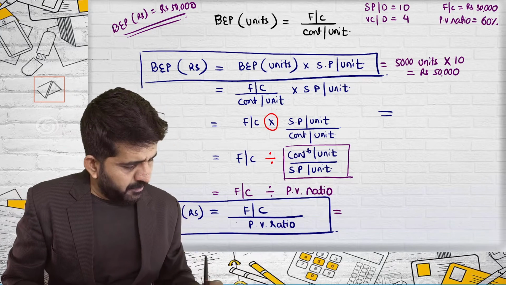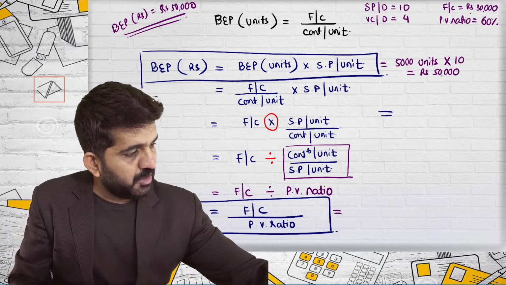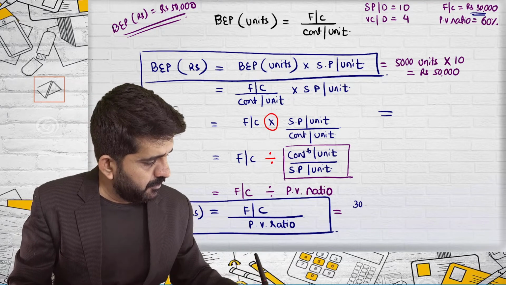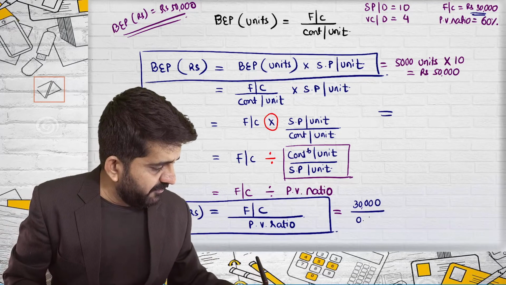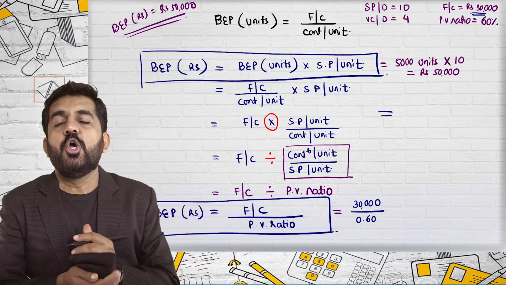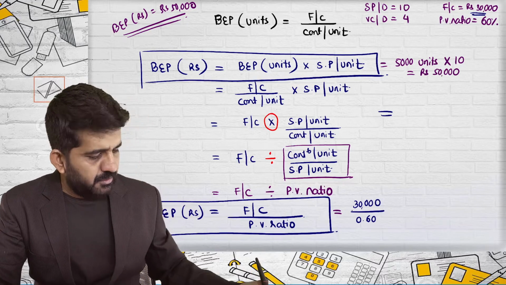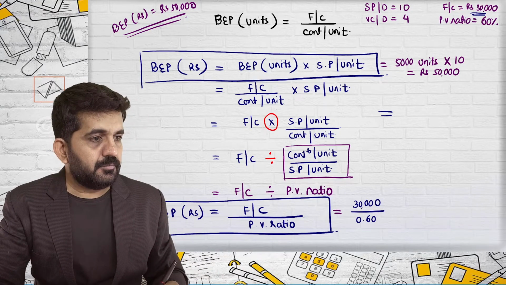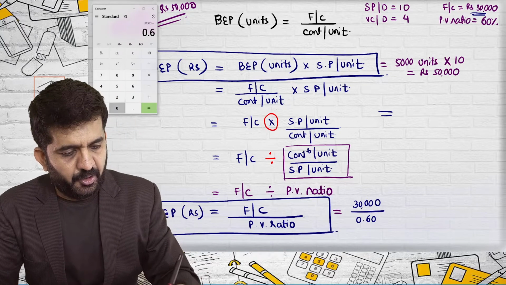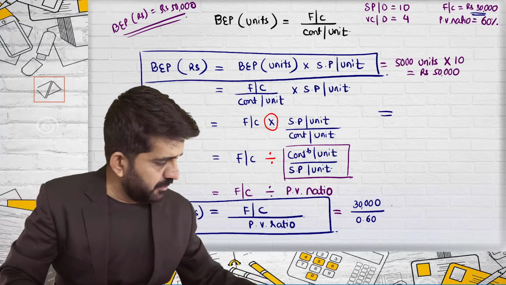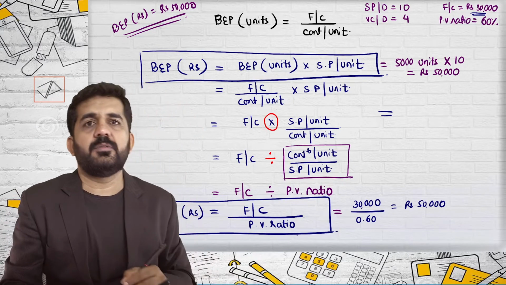Let us try out by this formula also. Fixed cost divided by PV ratio. What is fixed cost? 30,000 divided by PV ratio, divided by 0.60. You can even do divided by 60%. It is 30,000 divided by 0.60. What is the answer? Rupees 50,000.